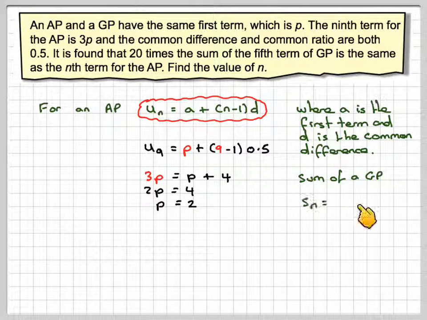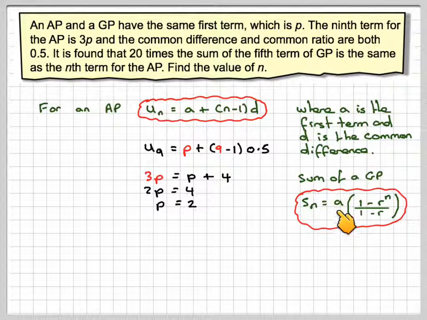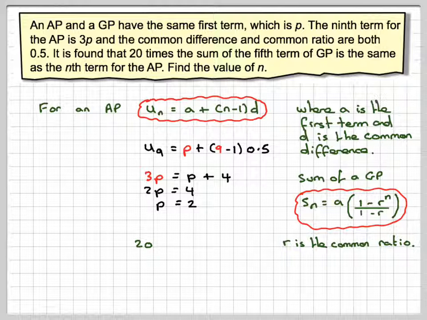Right, the sum of a GP, Sn, is the first term times 1 minus r to the power of n divided by 1 minus r, where r is the common ratio. So 20 times the sum of the first 5 terms for the GP is equal to a particular term of the AP, and we've got to find the number term that it is. So we've got to form an equation, which is a technique.